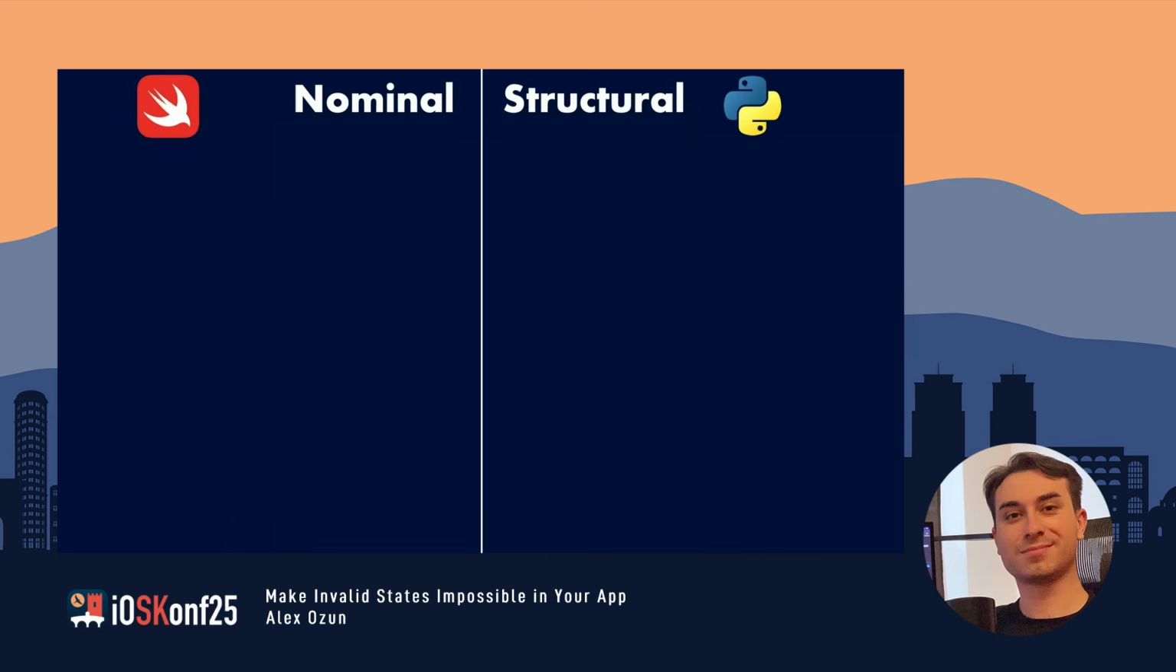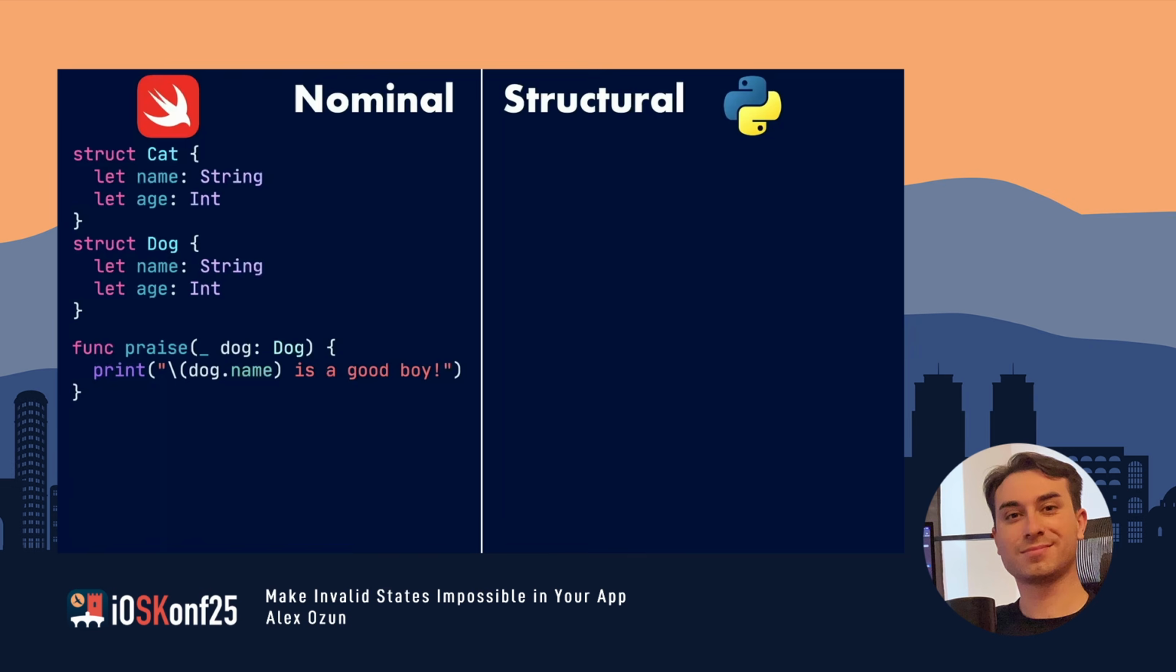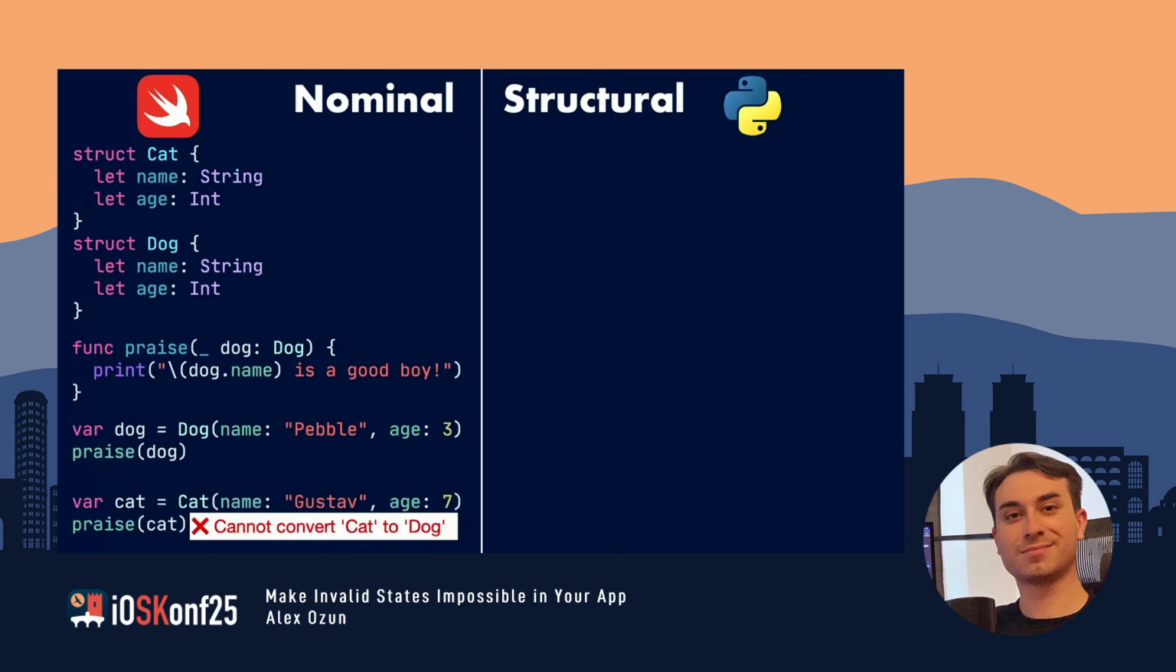So first, nominal typing. You are all intimately familiar with nominal typing because it's the type system that Swift uses, which relies on type names. So we have a cat and a dog, which have identical structure, but they're two different types. If we have a function that takes a dog, we pass it a dog, it works, but if we pass a cat, it won't compile. This is all expected, and it's fantastic. We have a great safety to prevent mixing cats and dogs.